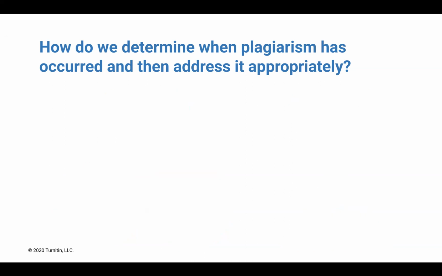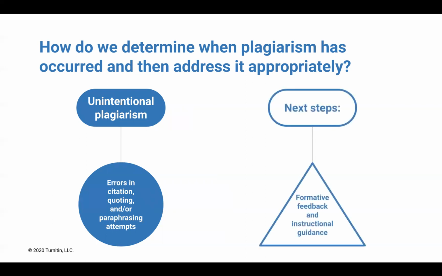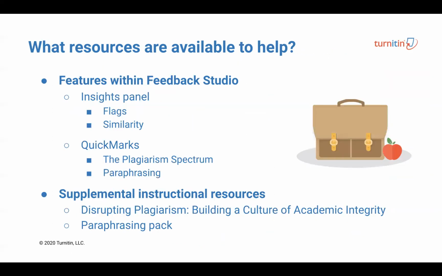But what does it look like when the plagiarism was unintentional? Consider if a student has made genuine errors in formatting citations or properly quoting or paraphrasing sources. This may indicate a gap in skills that highlights a need for targeted instruction. Our next steps here would be to provide formative feedback to the student about that particular skill and supplement that feedback with the appropriate level of intervention needed.